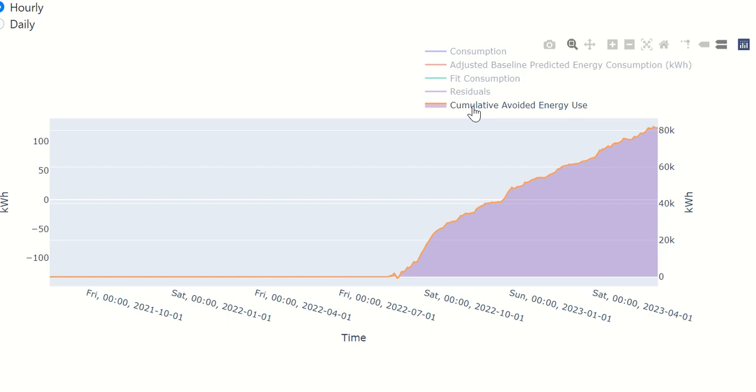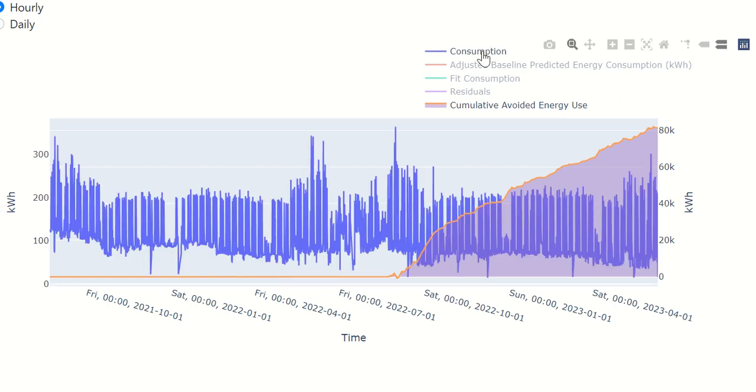This is my cumulative avoided energy use, my CUSUM, cumulative savings to date. It starts here because that's when the project happened. And what I'm looking for is a pretty good straight line in general. That lets me know that the savings are consistent, which is what I expect the way that I do these models. There is a curve here that I don't really like very much right after the change.